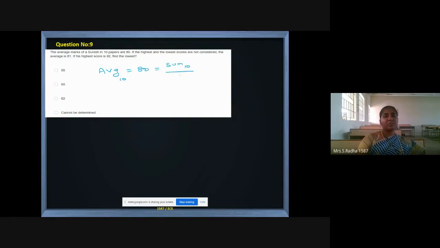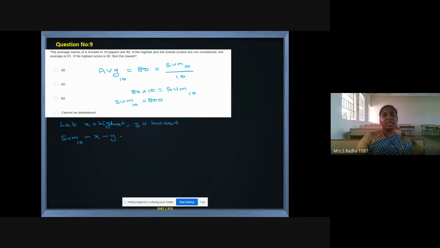The average in 10 subjects is 80, which means sum of the marks in 10 subjects divided by number of quantities. So sum of the marks in 10 papers is nothing but 80 into 10, which is 800. Here, let us assume X be the highest mark in one subject, Y be the lowest mark in another subject. Now in the sum of 10 subjects' marks, we are subtracting highest and lowest.